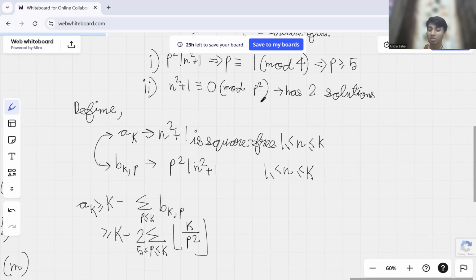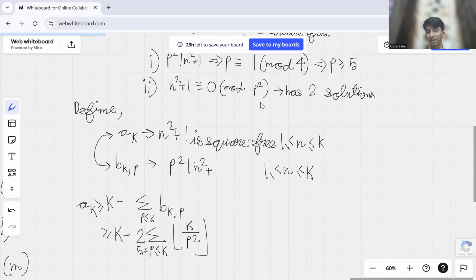Because if it has more than K by P square things and you do all the products of that, they will exceed K. So you can't have more things than that. So you can at max have K by P square. So it is floor of K by P square because it's an integer after all. And for every prime, you have two solutions. So the total number of solutions will be 2 times the summation of floor of K by P square.